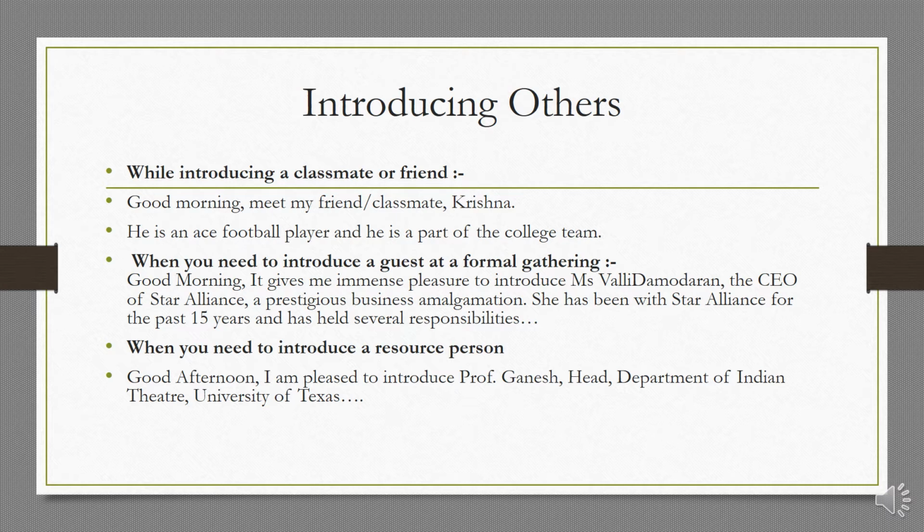Now you have become friends, and a third person comes in and interrupts you, and you should be in a position to introduce your friend who's next to you. So how would you do that? Good morning. Meet my friend, my classmate, Krishna. He is an ace football player and he is a part of the college team. So see how it goes. He is an ace football player and he is a part of the college team. So we have little small sentences connected. It's not that you should always say is a player, is a football player.